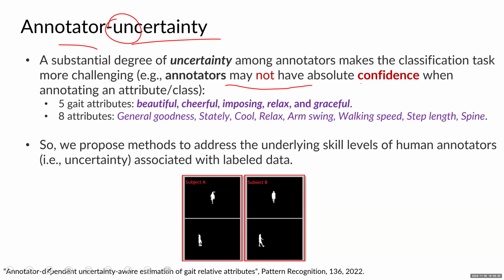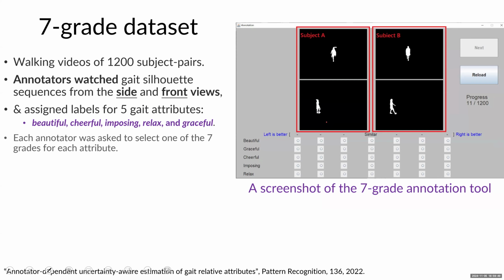So annotators may not have absolute confidence when they put any class or attributes, like whether it's goodness or cool or relaxed, arm swing, walking speed, this kind of stuff. All right. So we developed two kinds of data sets. One is the 7-grade data set having 1,200 subject pairs. We gave them side views as well as front views. So these are the front views and these are the side views, and we assign 5 gait attributes like beautiful, cheerful, imposing, relaxed, graceful. This is just to give you an example.